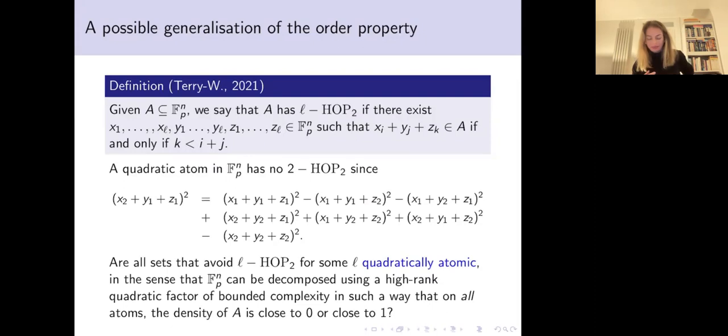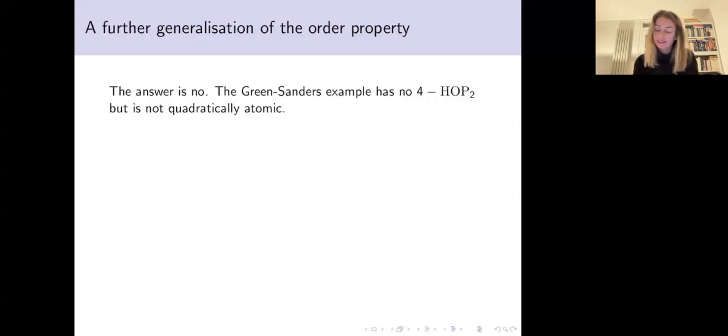So then there's a natural question. Is it true that all sets that avoid the L-HOP2 for some L are quadratically atomic, in the sense that I can decompose F_p^n using a high rank quadratic factor of bounded complexity in such a way that on all atoms, the density of A is close to 0 or close to 1? That is the question that Jordan was asking earlier. And it turns out that the answer is, very unfortunately, no. I really wanted this to be true because I thought it would be very beautiful. But the answer is no.